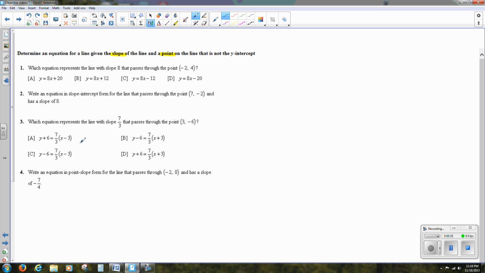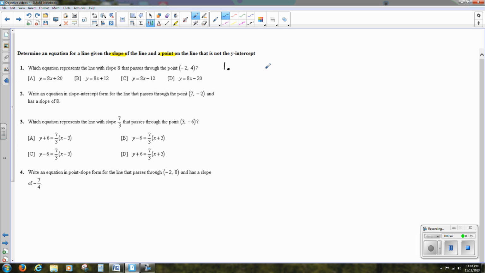Some of these they ask for different forms, so we're just looking at a few more examples of point slope form. Number 1. Which equation represents the line with slope 8 that passes through the point -2, 4?